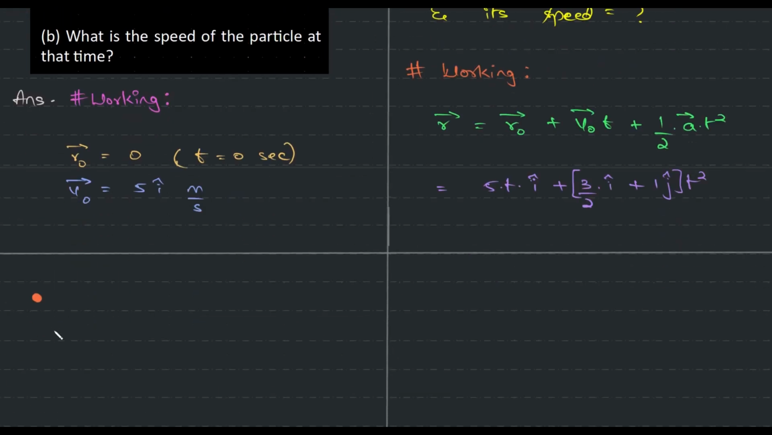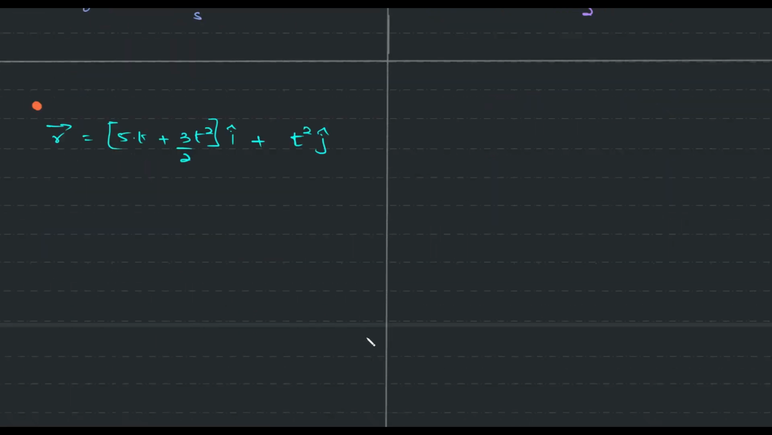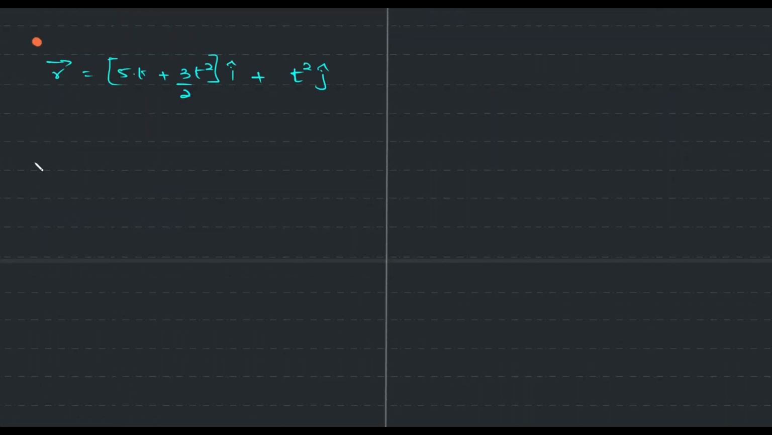So a bit of rearrangement. r is equal to (5t plus 3 by 2 t square) i cap plus, j cap is only one term, right, so t square j cap. Okay, so this is all that we need to know.